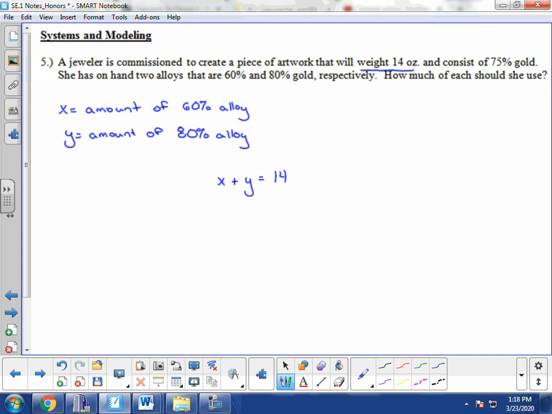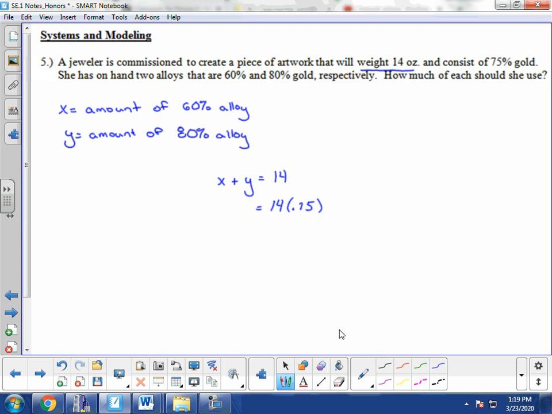The other equation has to deal with the percentage of the gold. So remember that we can take the amount of gold by taking the percentage times the weight to get the total gold amount. So let's say this is 60% gold and 20% silver or whatever else, but we want it to be 75% gold. So we know that the overall artwork is going to be 14 ounces times 0.75. 0.75 represents the percent for gold. So the weight of gold would be the 14 times 0.75.